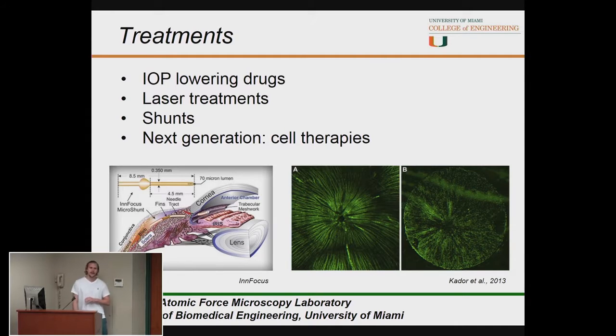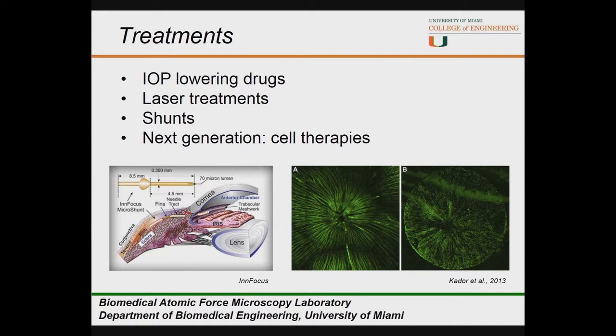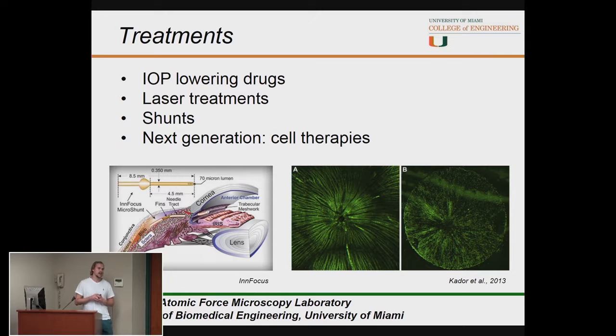So, right now, there are several treatments that can be used to slow the progression of glaucoma. Intraocular pressure lowering drugs, since high intraocular pressure is one of the main drivers of glaucoma, lower the pressure to reduce the damage, as well as laser treatments and shunts.